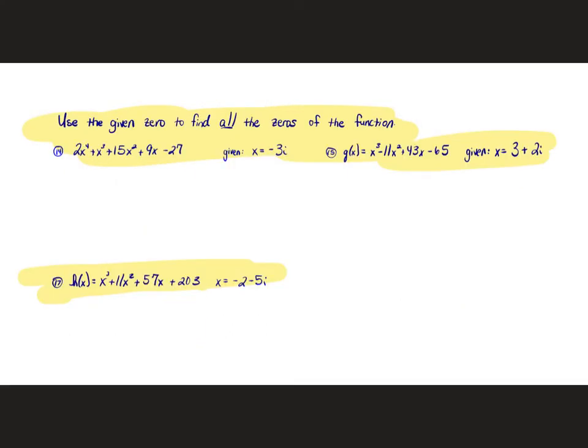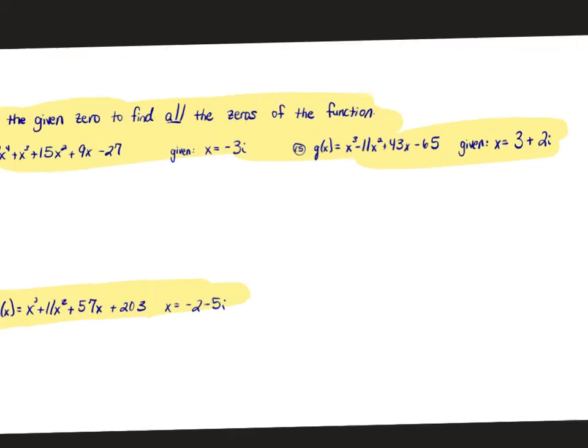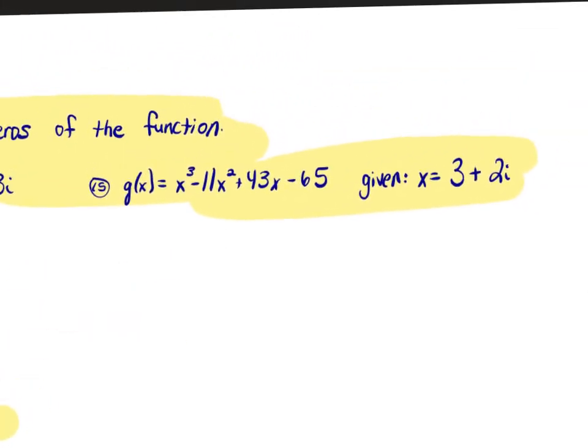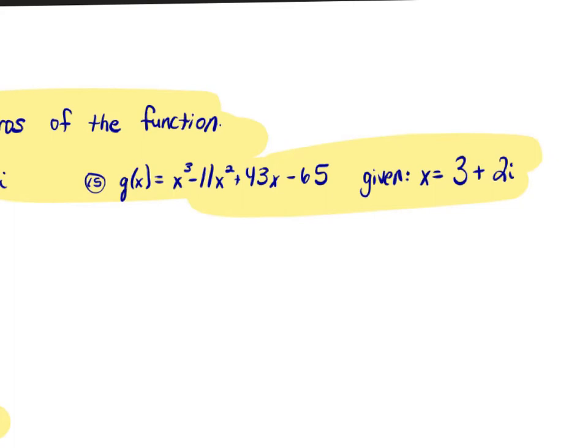All right, on a problem like this, guys, when you are given a 0 and you have to find all of the zeros of the function, if I look at number 15, my function is raised to the third power. That means I'm going to have 3 zeros. So they gave me right here, this first one, x is 3 plus 2i. That means they also gave me the conjugate, which is x equals 3 minus 2i. So I have one more zero that I need to find.